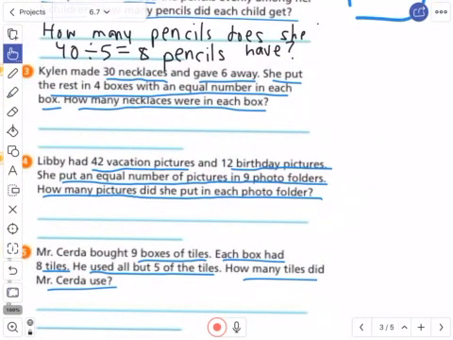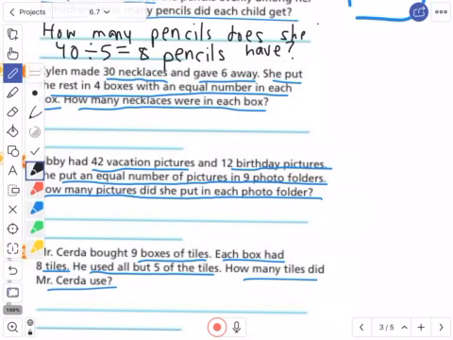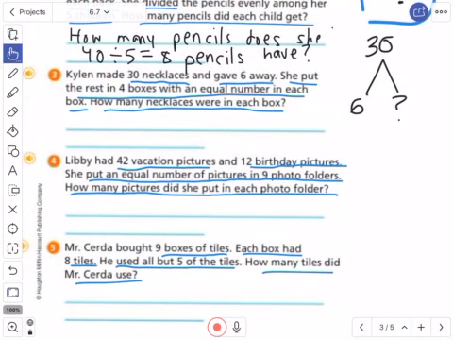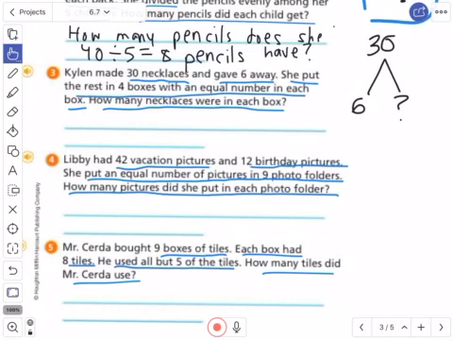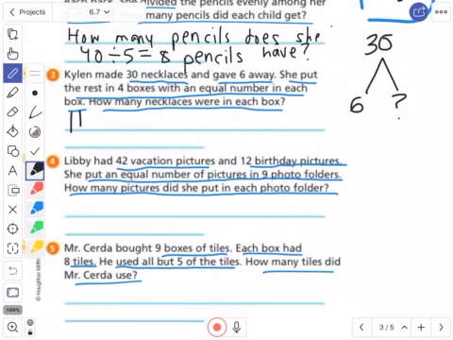So Kylan made 30 necklaces and gave 6 away. For that one, I'm just going to do a quick math mountain. That's in my head. That's what I'm going to imagine. So 30 necklaces, and gave away 6, and so then there's some left. That's really my first step. I need to know how many does she have left?